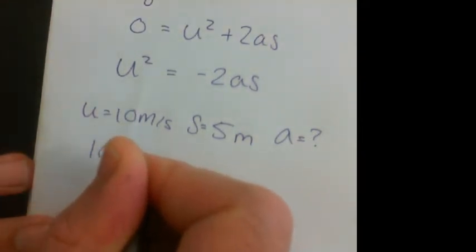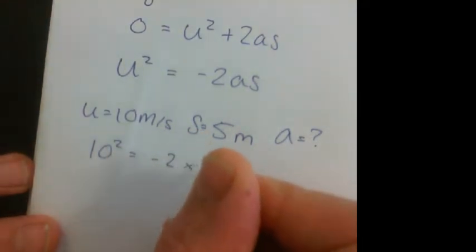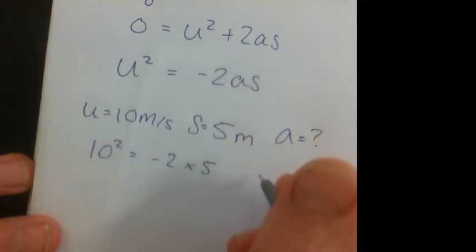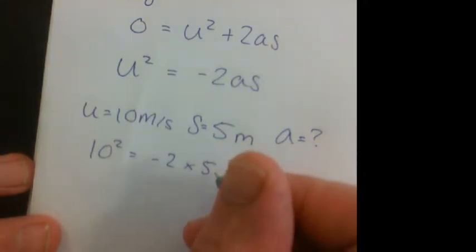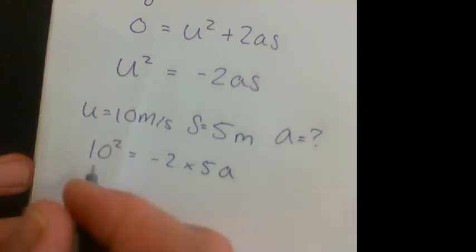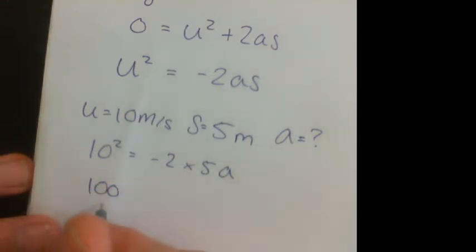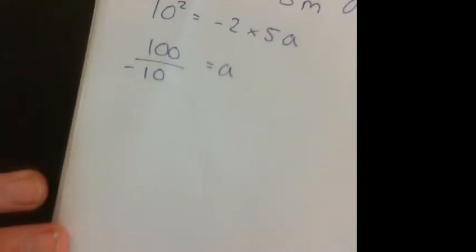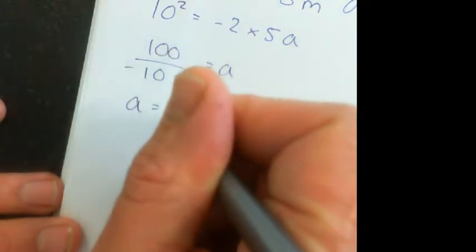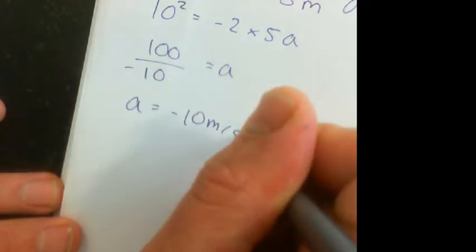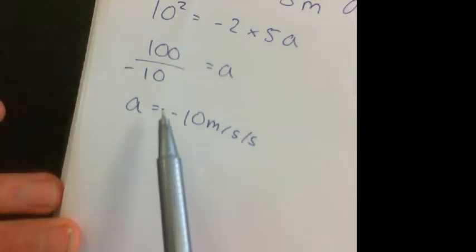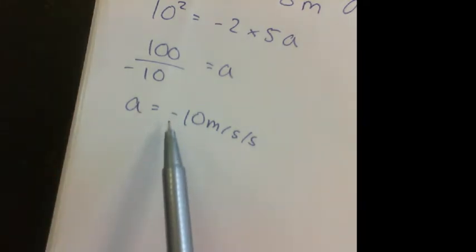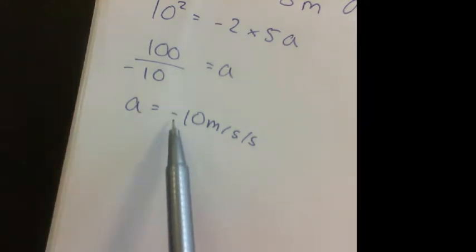10 squared equals minus 2 times 5 times a. So that means that 100 divided by minus 10 equals a, which means that a equals minus 10 meters per second squared. And all that minus means is that you're slowing down rather than speeding up. Okay, so that would be a way of using that equation.